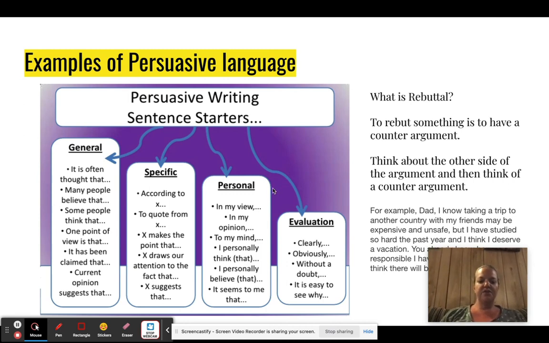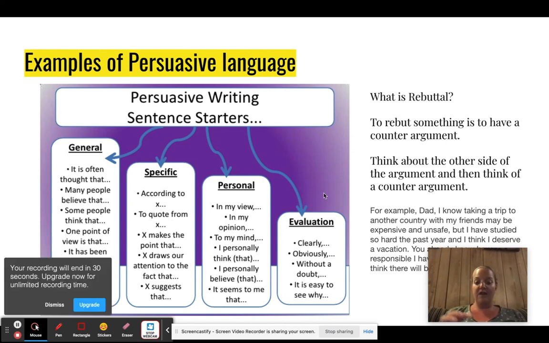Okay, according to, quote from, that's real specific. Okay, you've done your research and you know that you've got a quote from this person that backs up your point of view. Okay, you can use in my view, in my opinion, I personally think. Okay, and then evaluation. Okay, clearly, obviously, without a doubt, it's easy to see why. Now, rebuttal is also important, and rebuttal is just a counter argument. You think of both sides of the argument, and then you come up with a counter argument for that.